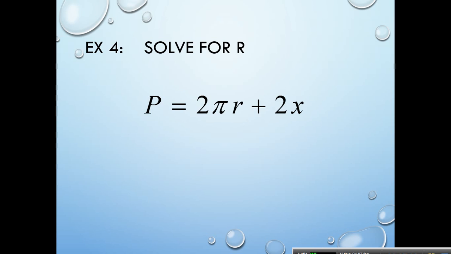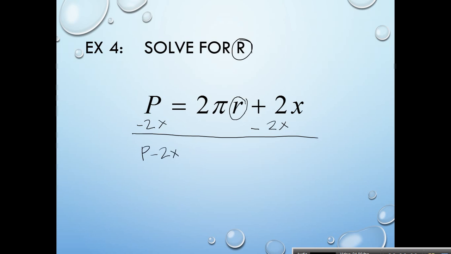For this one, they want r alone. So I'm going to circle r so I can find him, and make sure I don't move him at all. Remember, we're going to add or subtract first. So I'm going to get rid of this plus 2x because it's being added on. I'm going to subtract 2x from both sides. On the left, I'm going to get p minus 2x. That's going to equal 2 pi r. I haven't done anything to them yet. Those guys are going to cancel out.